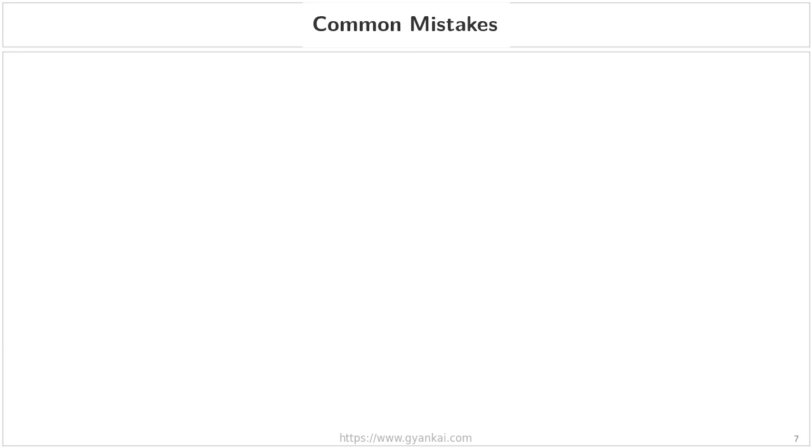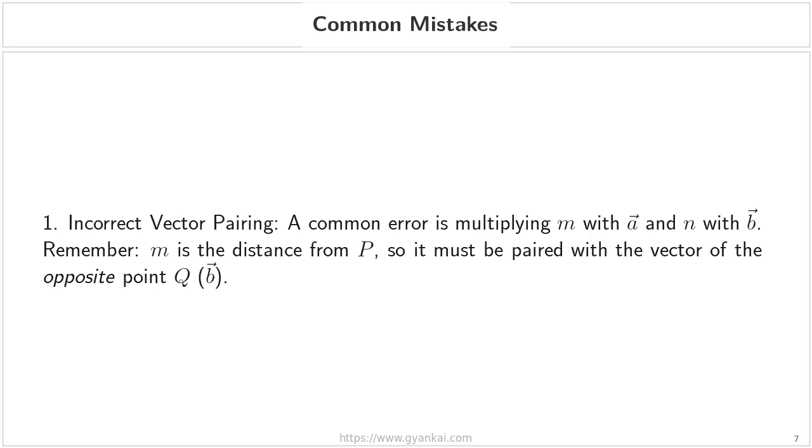Common mistakes. First, watch out for incorrect vector pairing. This is perhaps the most frequent error I see. When you are calculating the formula, do not multiply m with vector a and n with vector b. It is easy to pair them with their corresponding points, but remember the cross rule we discussed earlier. Since m represents the distance from point P, it must be paired with the vector of the opposite point, which is vector b. Always cross-multiply to ensure accuracy.